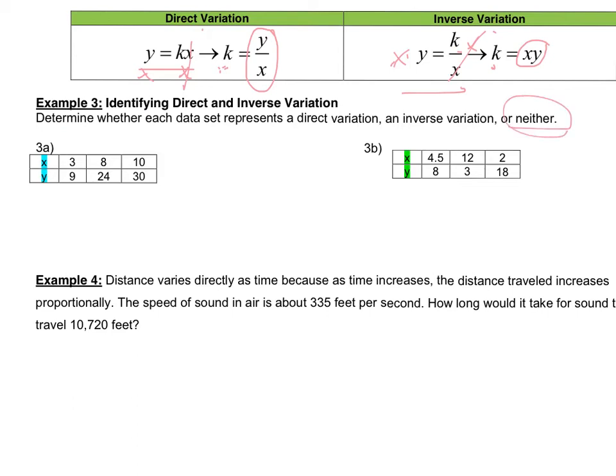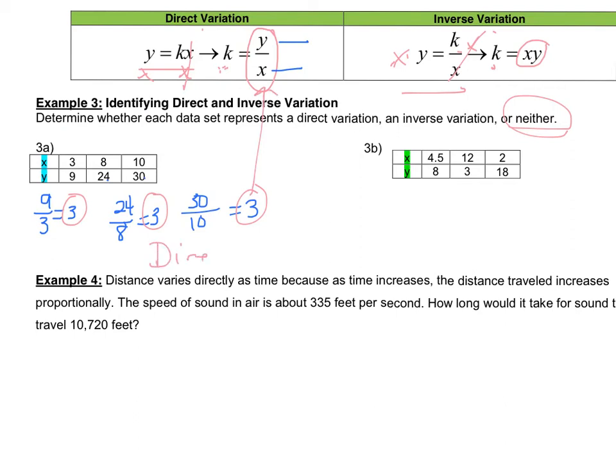So let's go ahead and try, let's see if 3a is direct variation. So I'm going to take all the y's and divide them by all the x's. So 9 over 3, that's 3. Now I'll take the next set, 24 divided by 8, and I get 3. And the last pair, I'll take 30, divide it by 10, and I get 3. Since I got the same number every single time, then this is a direct variation function.